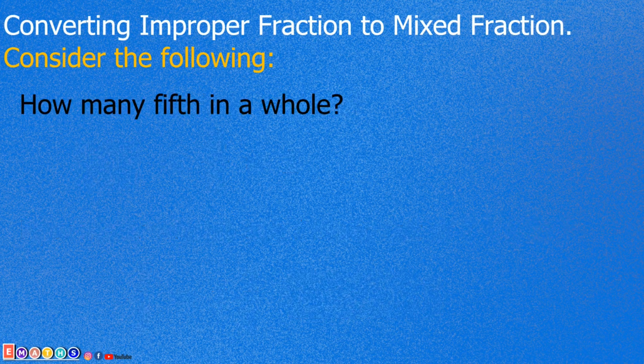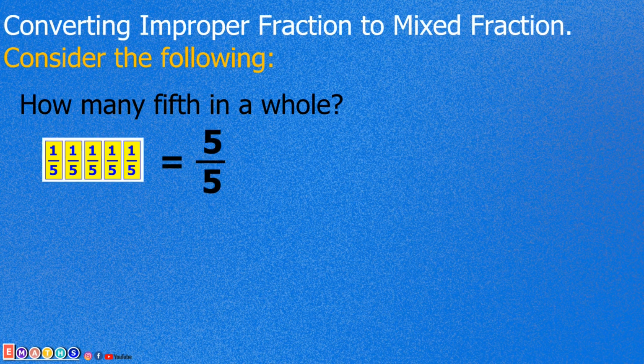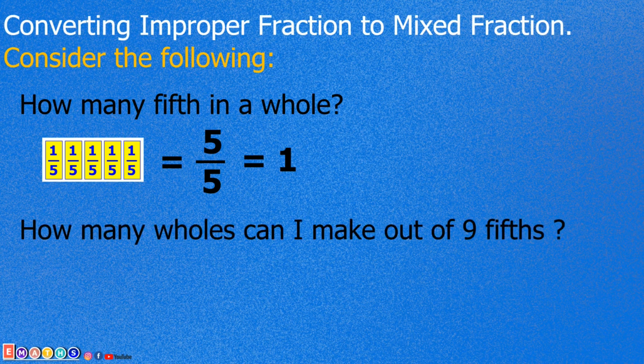How many fifths in 1 whole? 1 fifth, 2 fifths, 3 fifths, 4 fifths, 5 fifths. There are 5 fifths in 1 whole. 5 fifths equals 1 whole. Since we know this, let's try to figure out the following example.